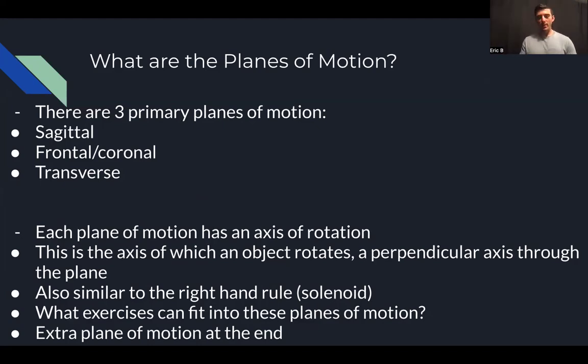Now this might be a little bit of a stretch here, but one way I like to sometimes think about it is the right-hand rule with the solenoid. So we have the electric current going up this way, and we have the electromagnetic field kind of looping around. I'll get into why, but it's one way that I've remembered the axis of rotation with the plane of motion. And then at the end here, I'm going to talk a little bit about different kinds of planes of motion that are a little bit secondary to the primary planes of motion.